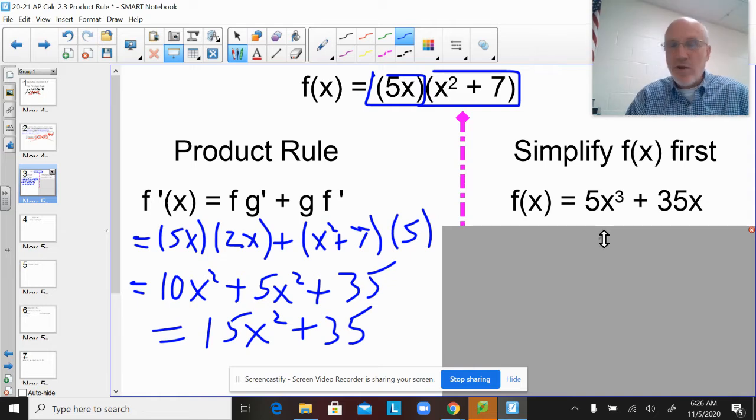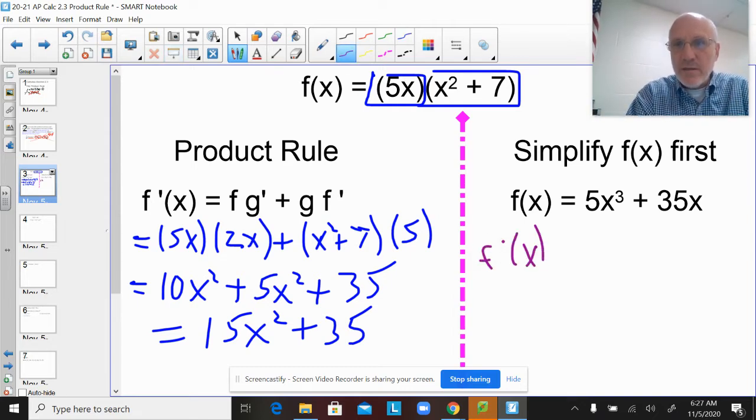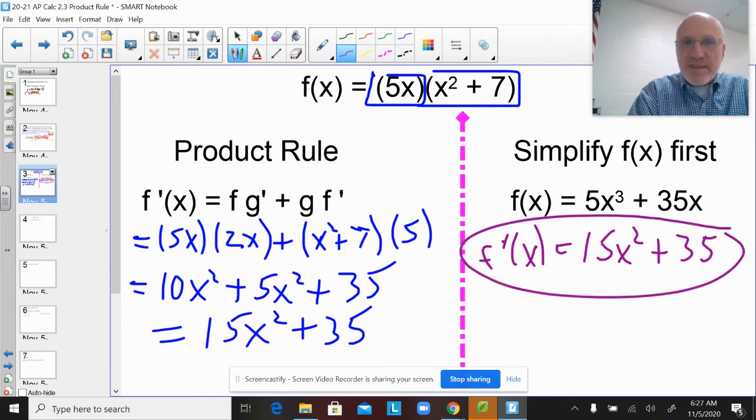There it is distributed. And you'll notice I didn't put f prime equals because I've not taken the derivative yet. I just rewrote the function. I distributed the 5x. It's 5x cubed plus 35x. Now, if I take the derivative of that, just using rules I already knew, so this here is f prime of x. The derivative of 5x cubed is, in fact, 15x squared. And the derivative of 35x is just 35. And I did, in fact, get the same thing.